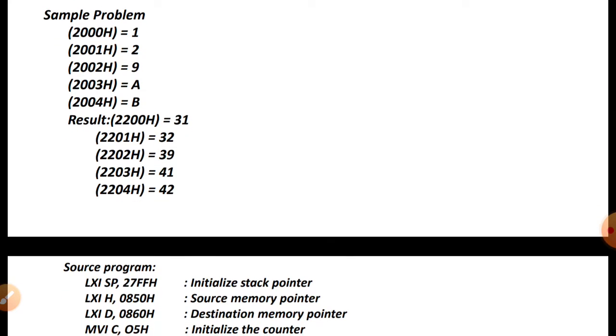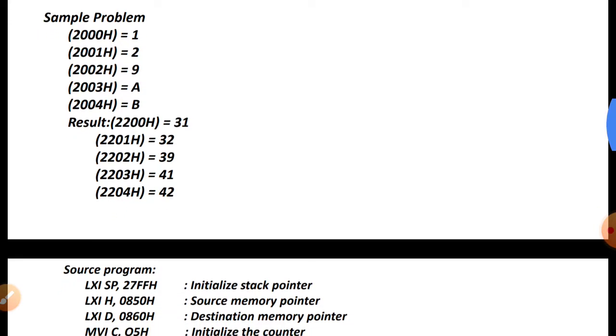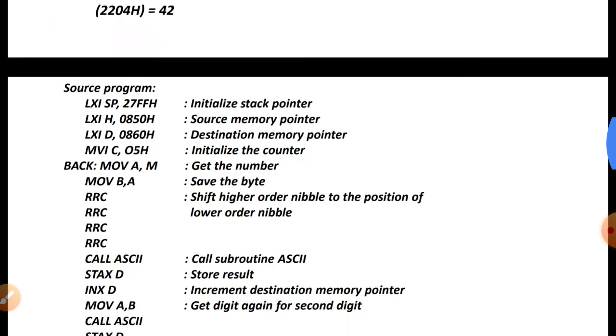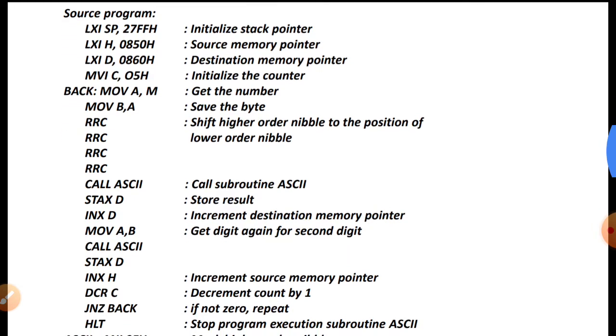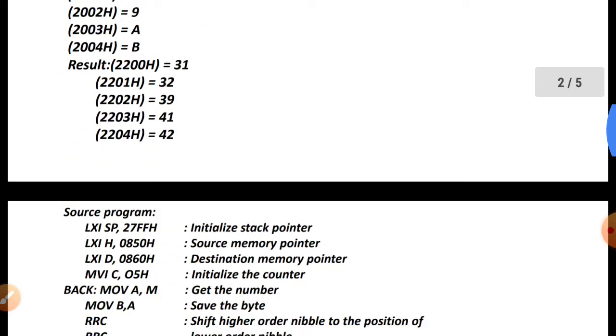But if the number is A, then the ASCII code will be 41, because the number is greater than 9, so instead of adding 30, we will add 37. B will be represented by 42. So this is how we have to write a program so that we are able to convert the binary number into the ASCII code.